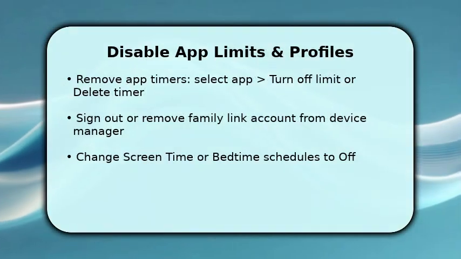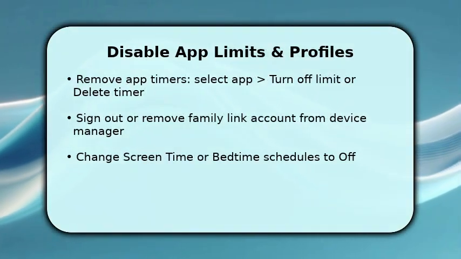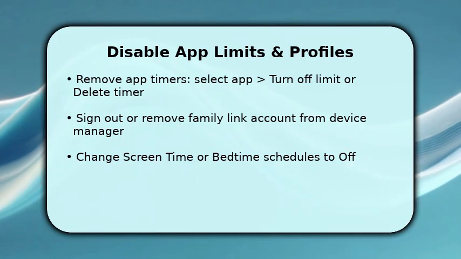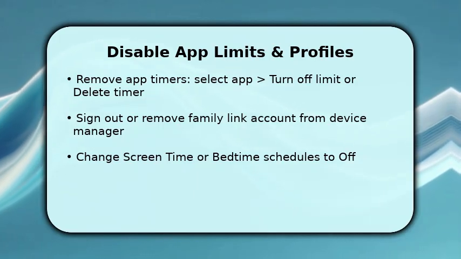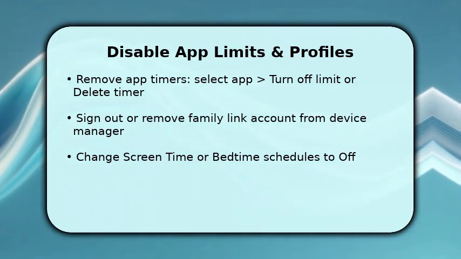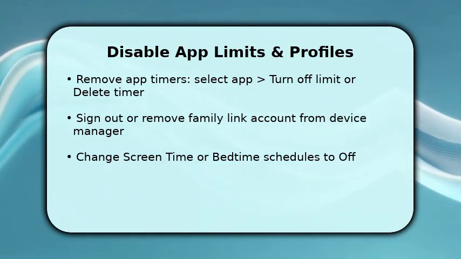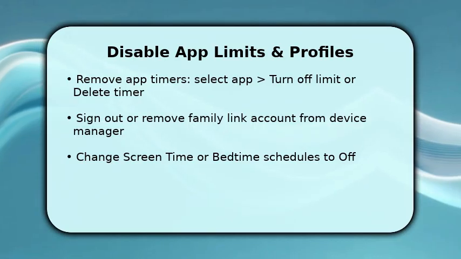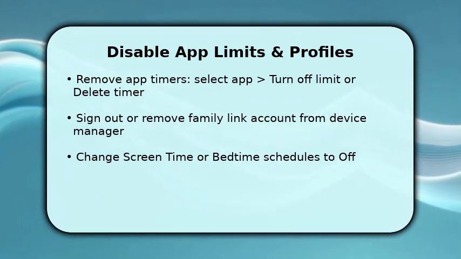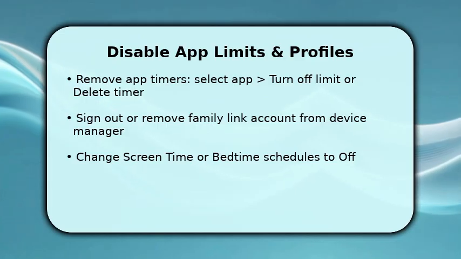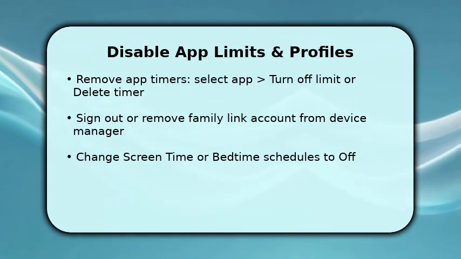Now focus on the controls themselves. Remove app timers and limits by selecting each app and tapping Turn Off Limit, or delete timers in bulk. If Family Link or a parental account is present, sign out that account or remove it from Device Manager. You may need that account's password. Also disable screen time and bedtime schedules inside Digital Wellbeing so automatic locks stop.